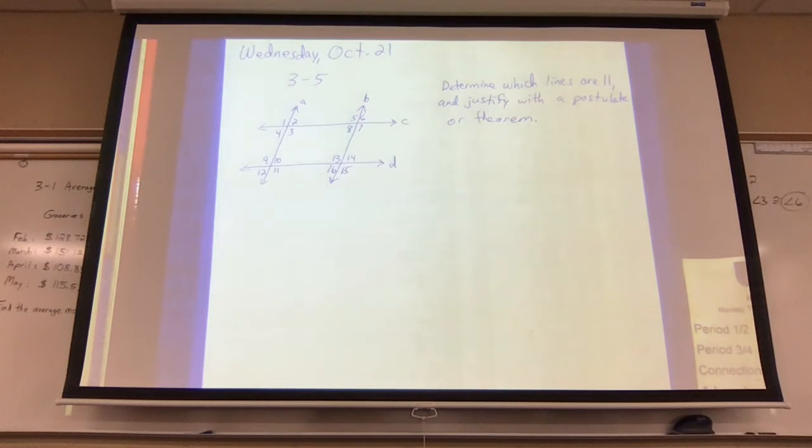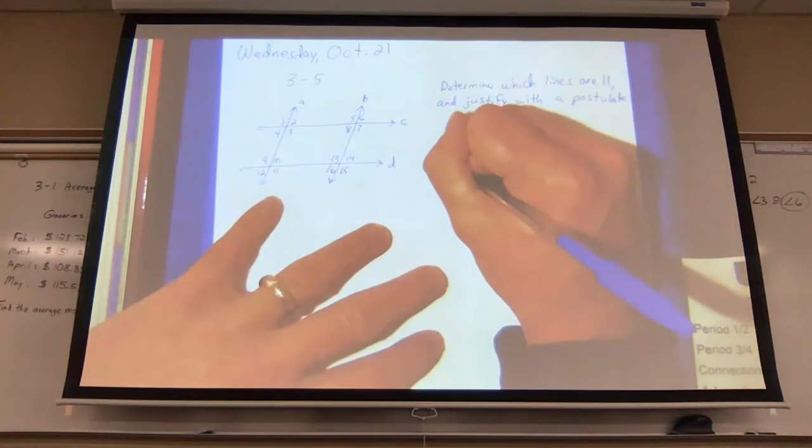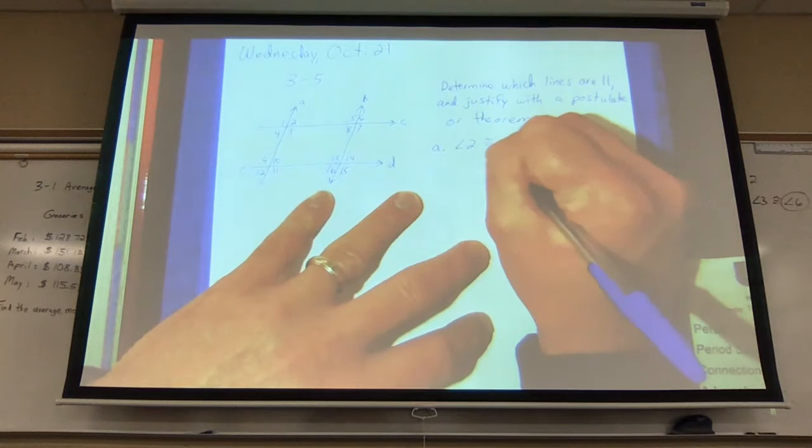And then what we're going to do today is just kind of the reverse of what you did back in section 2. Back in section 2, they told you the lines were parallel, and then you had to pick out which angles were congruent or supplementary, that type of thing. Now we're going to do it the other way around. So for an example here, let's take angle 2. Let's say angle 2 is congruent to angle 8.